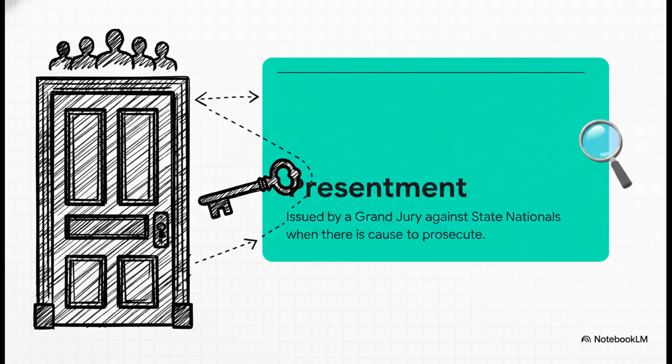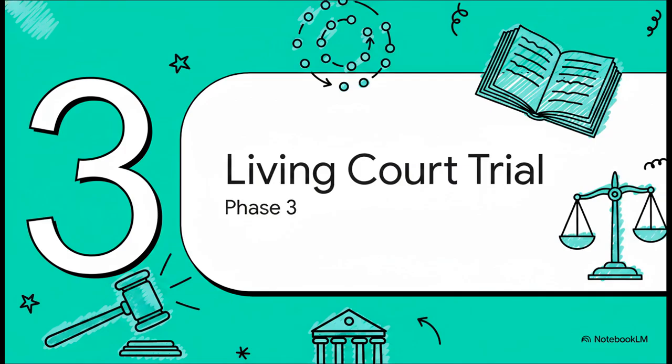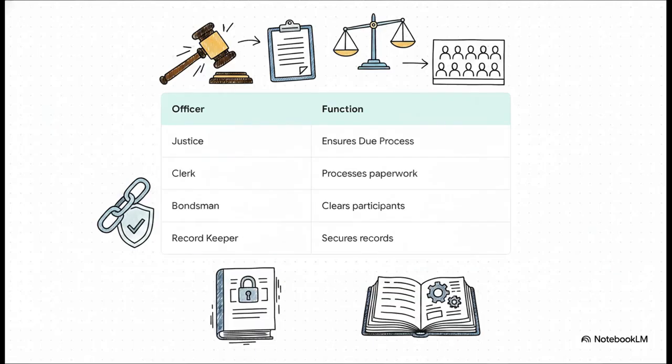This document is essentially the formal key that unlocks the door to an actual trial. Moving on to Section 3, the living court trial. The second the presentment is issued, the case formally enters this trial phase. Now, the living court relies on some very specific officers to impartially manage the administrative mechanics of the whole thing.